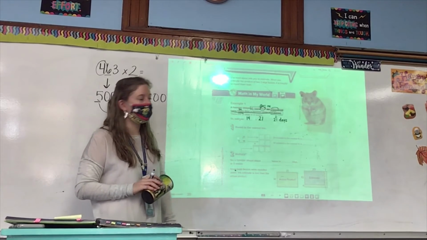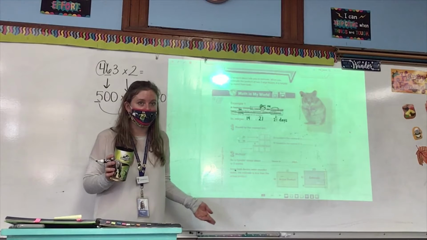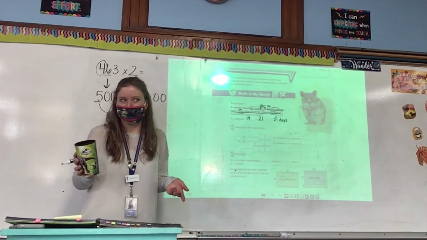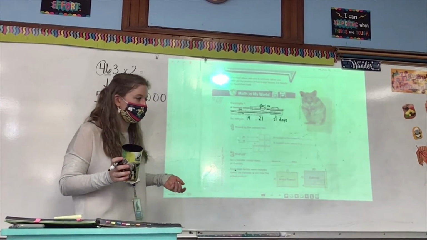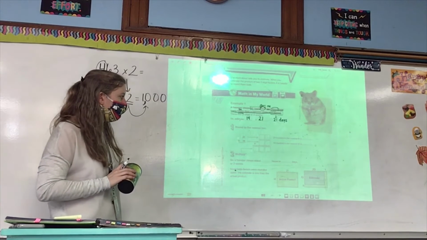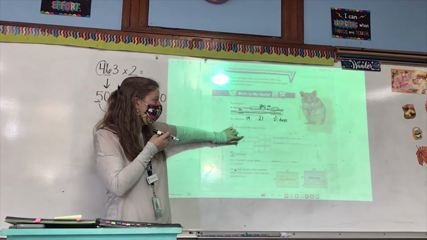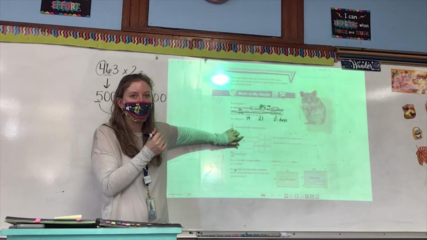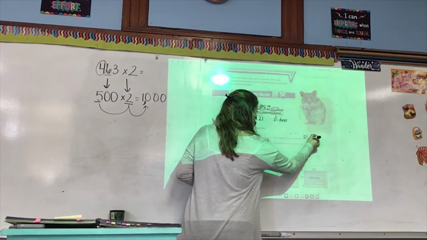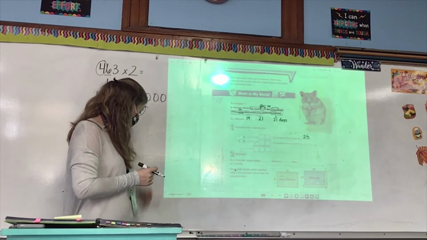Well, we know no matter what, if we only have 2-digit numbers, can we round to anything other than the nearest 10? Can you round to the nearest 1? No. Otherwise, it would be the same exact number. So, that means we need to round to the nearest 10. Michaela, 21 rounded to the nearest 10 is what? 20. 14 rounded to the nearest 10 is what?